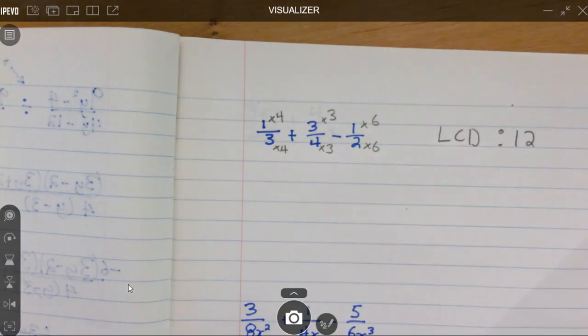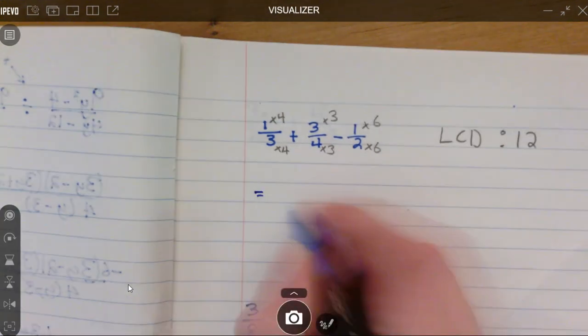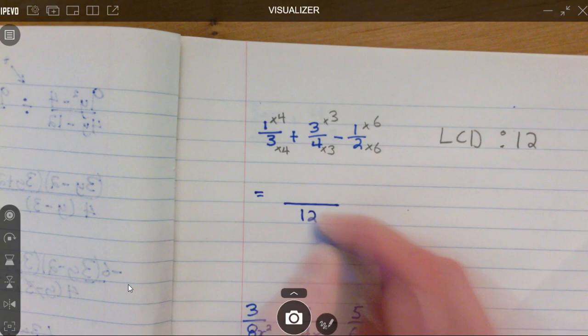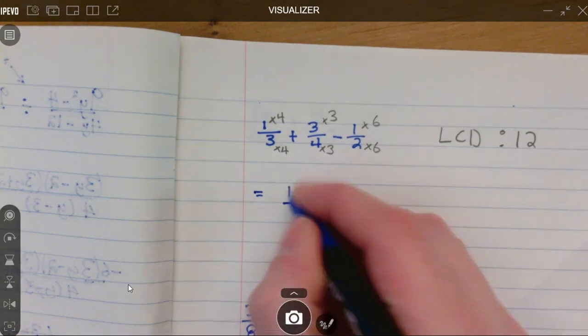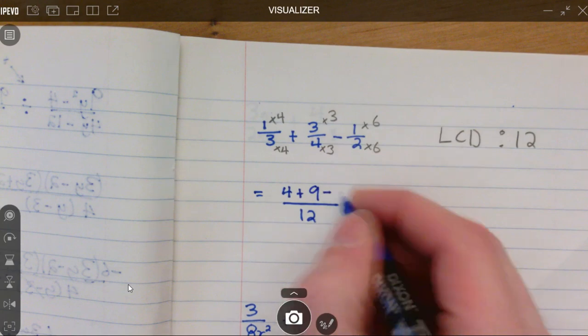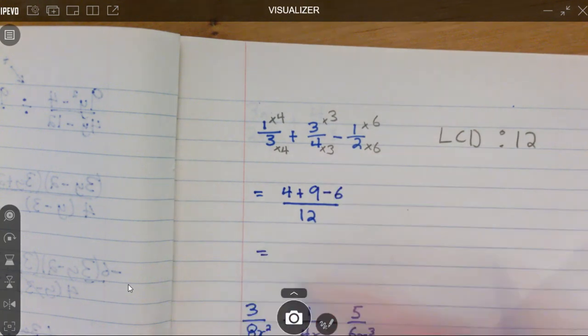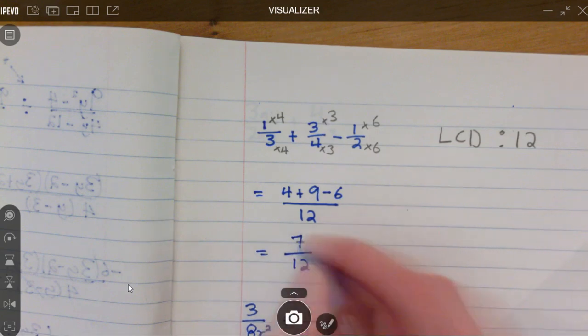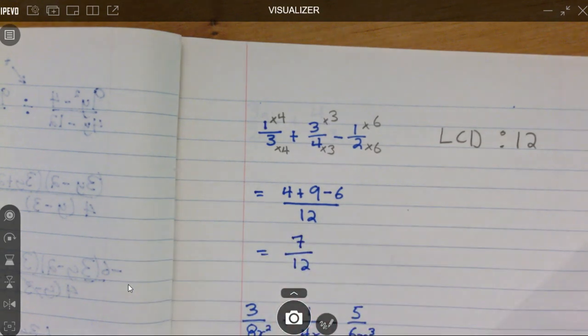So why do I do that? Well, the purpose there is that I've now got a common denominator of 12, and on the top, I have 1 times 4 is 4, plus 3 times 3 is 9, minus 1 times 6 is 6. After that, I can just keep my denominator at 12. 4 plus 9 is 13. Take away 6 is 7. So that's how we add or subtract fractions. They need a common denominator.